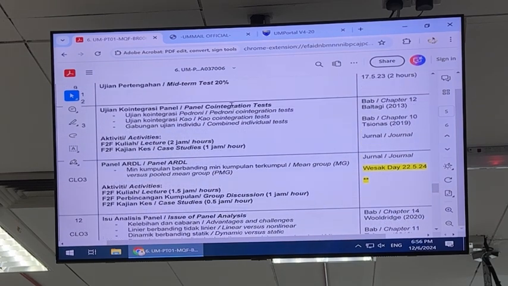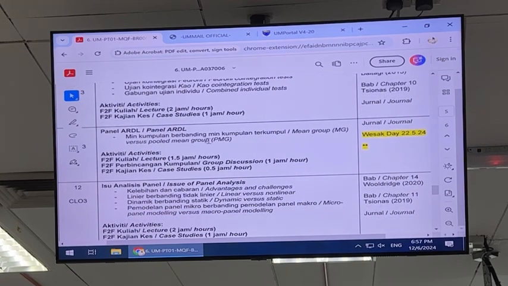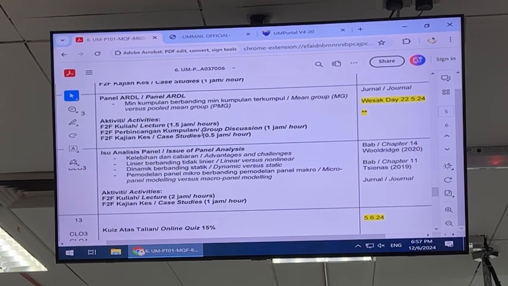Then because of this mixture of I(1) and I(0) variables, we have the panel ARDL. This panel ARDL allows us to see whether the variables of interest, the I(1) series, are co-integrated in the long run or not. Another approach is called the pooled mean group. Not only that, you also have to be aware of the issues. What are the challenges in the panel?